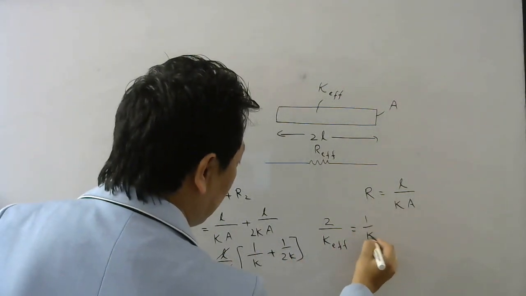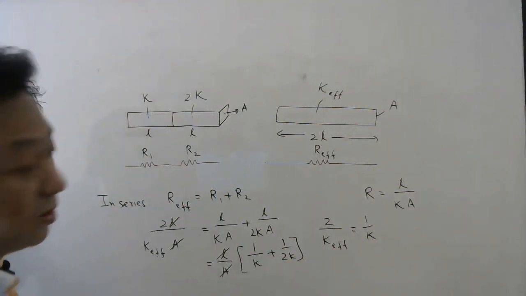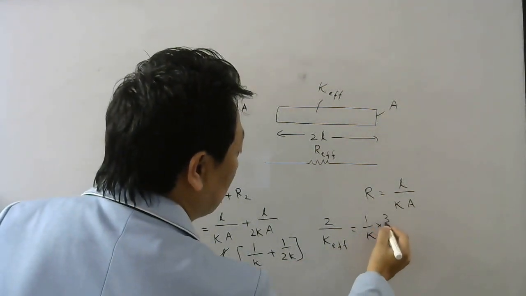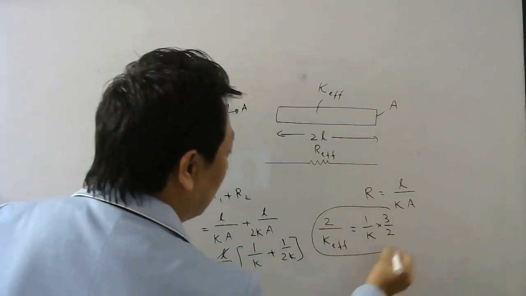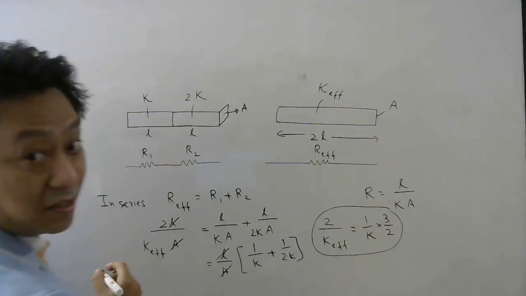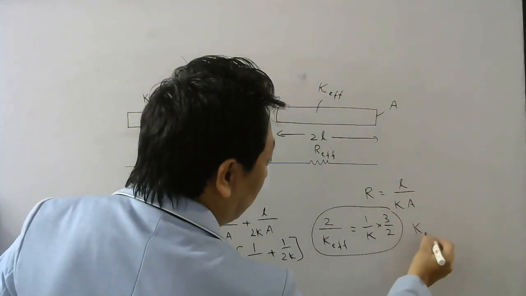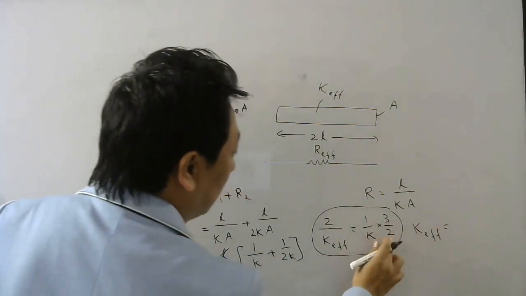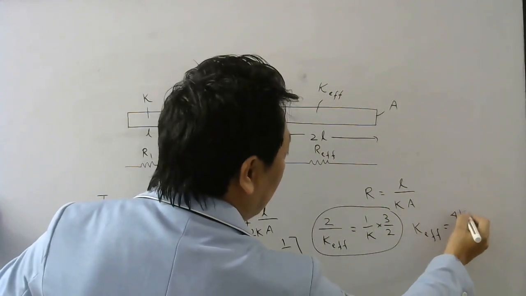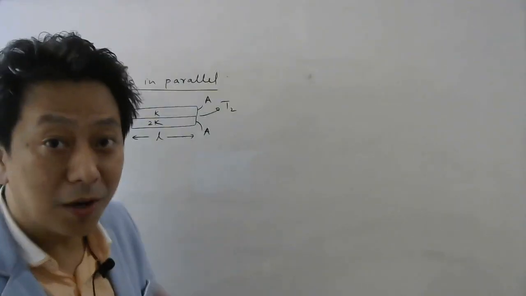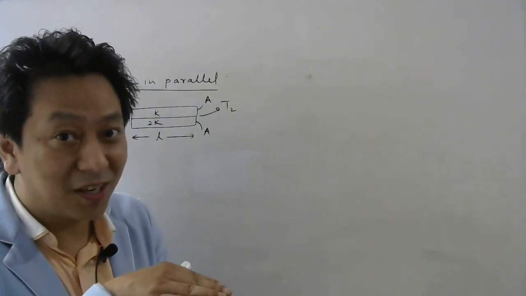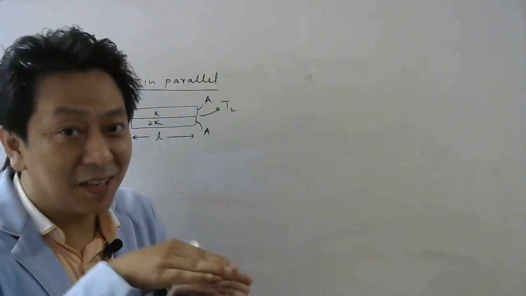If you take 1 by K common, you will get 1 plus half. 1 plus half will be 3 by 2, isn't it? Then if you take cross multiplication, then your K effective will be 2K into 2, which is 4K divided by 3.